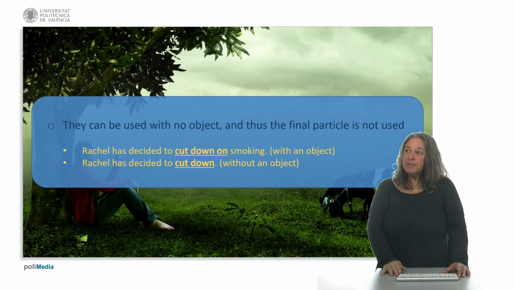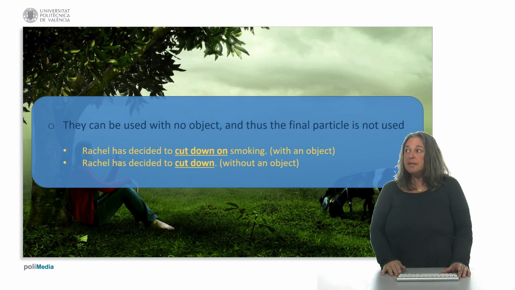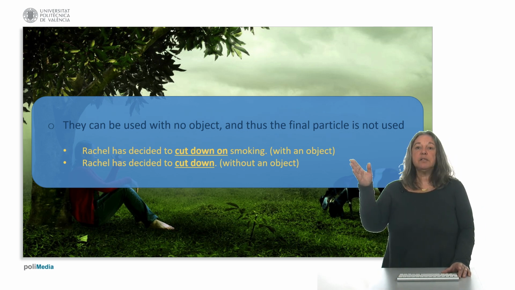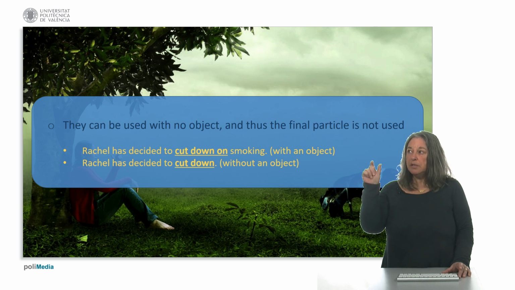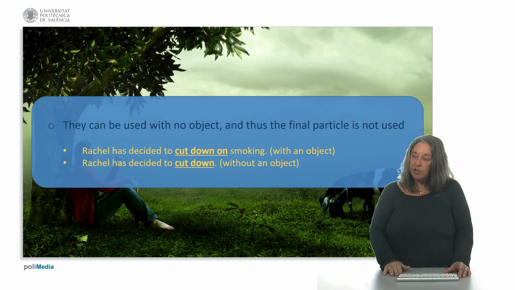Now, phrasal verbs can also be used with no object, and in these cases, the final particle is not used. We can say, for example, Rachel has decided to cut down on smoking. Okay, so smoking would be the direct object there. But we can also say, Rachel has decided to cut down. And there we don't have to use the direct object.